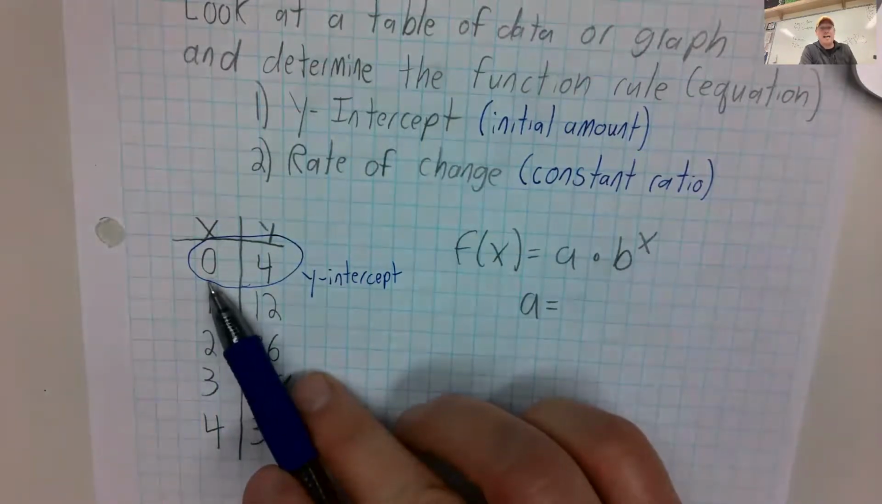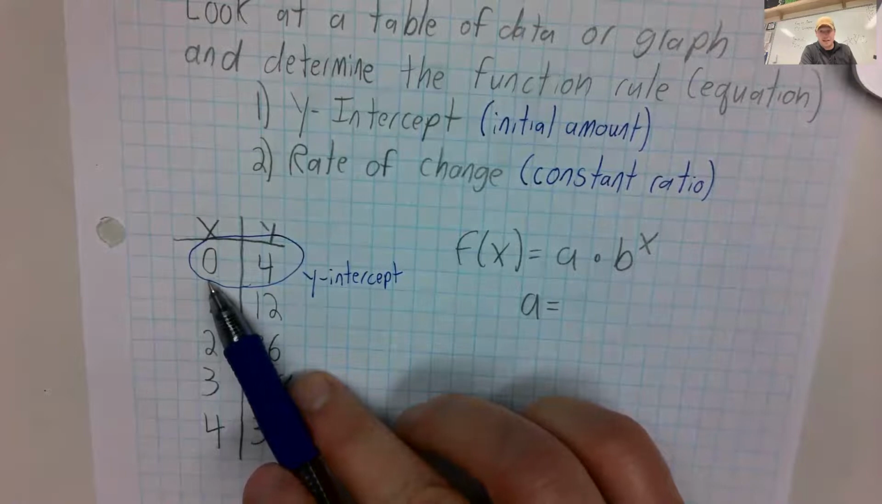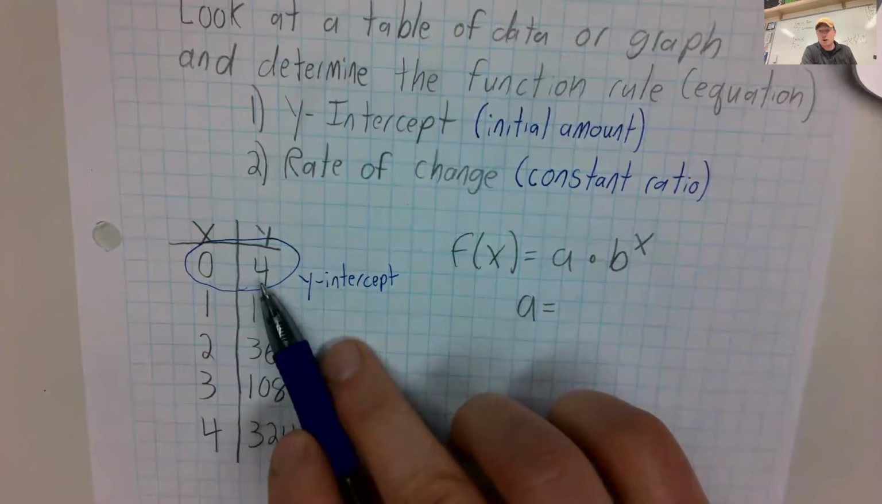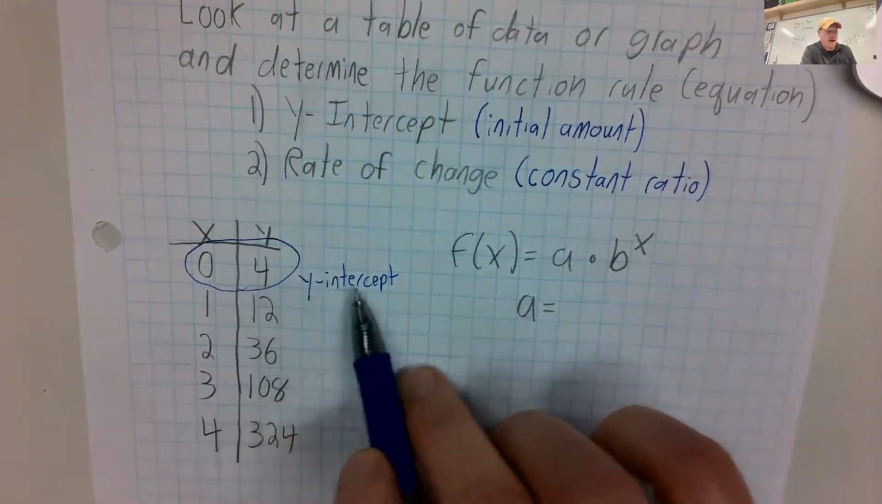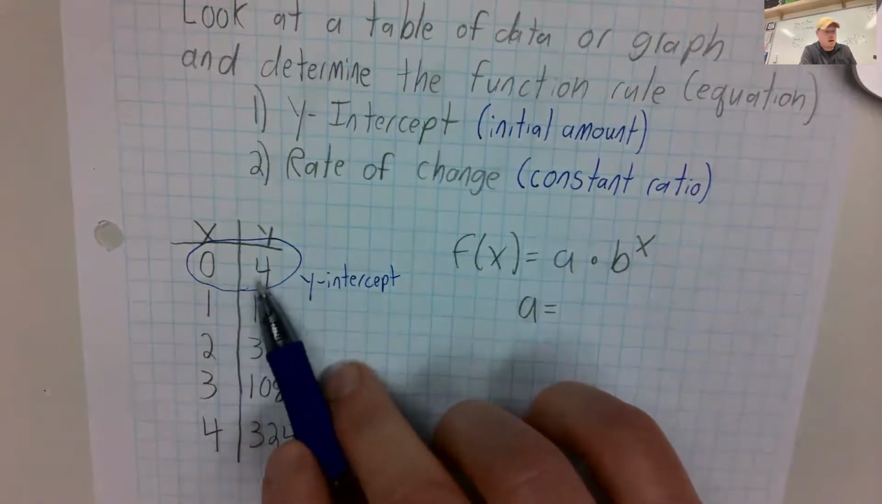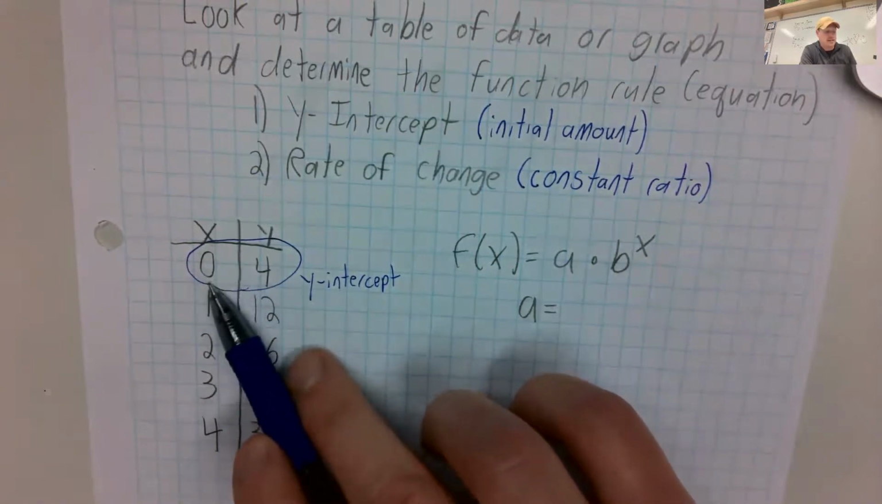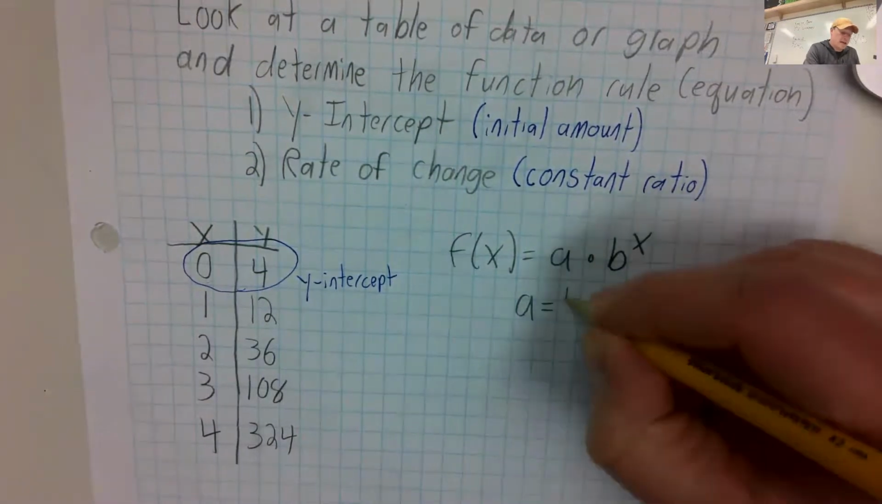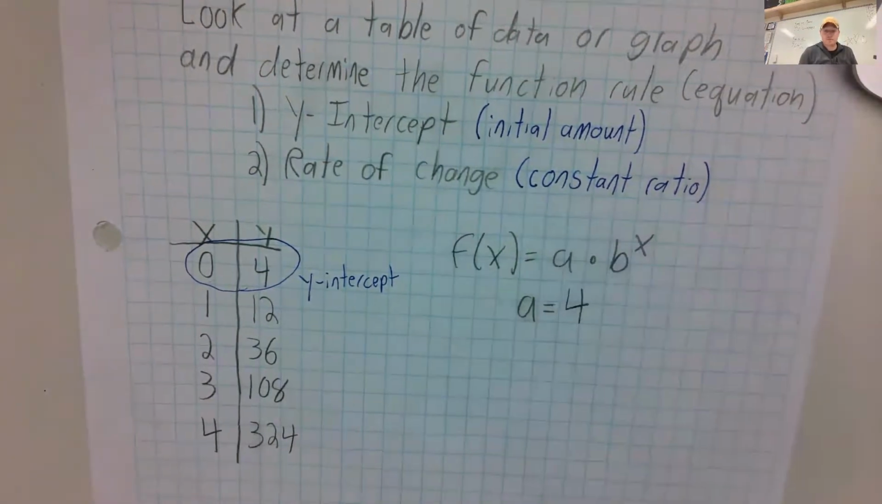Because it lies on 0 on the x-axis, it's going to go straight up to 4, and that is where it's crossing my y-axis. All my y-intercepts are going to be given as this point, 0, 4. So I'm just looking for where x is 0, and that's going to give me my y-intercept. So my a is going to be 4.